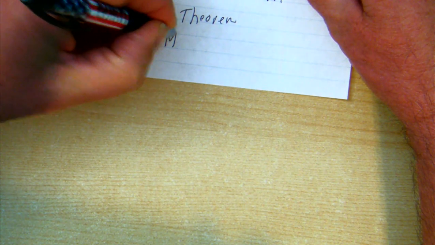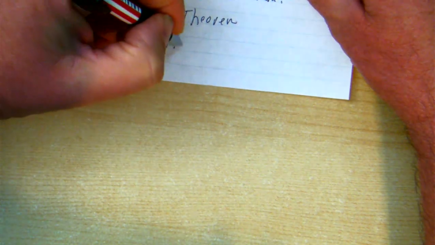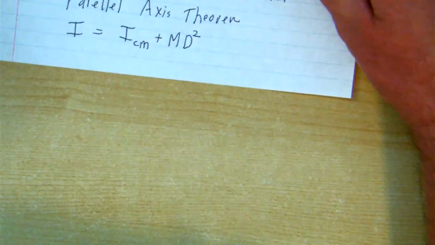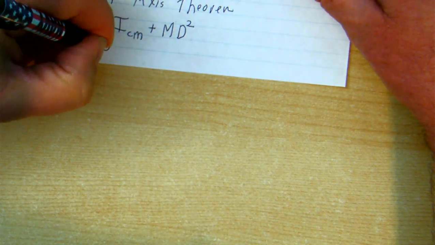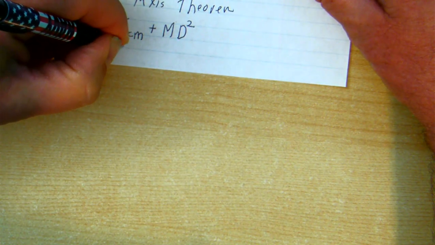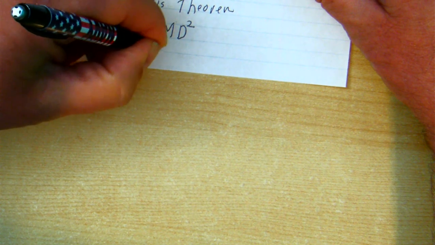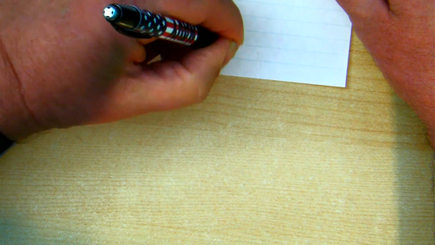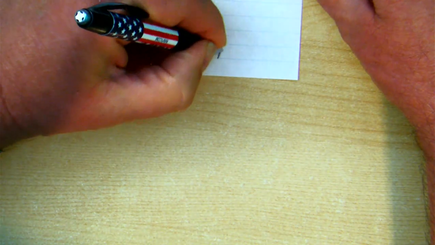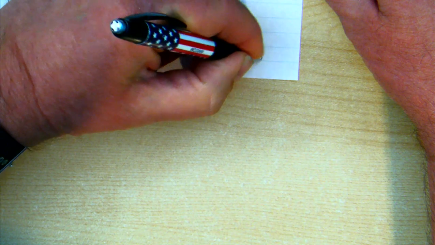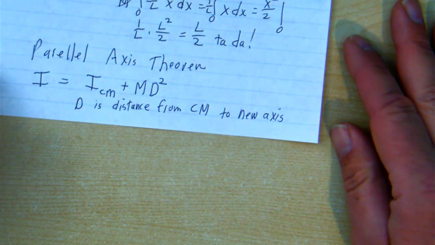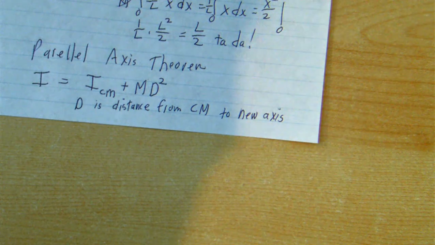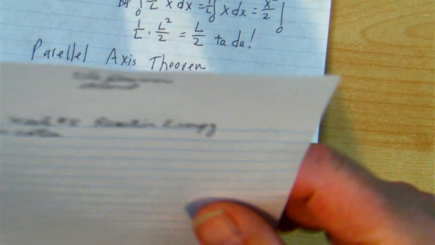But add to that the mass of that object, like this pen, times the square of the distance, where d is the distance from the center of mass to the new axis of rotation. Okay, down to just a couple of minutes, but let me at least give you faith that that might be a true statement.